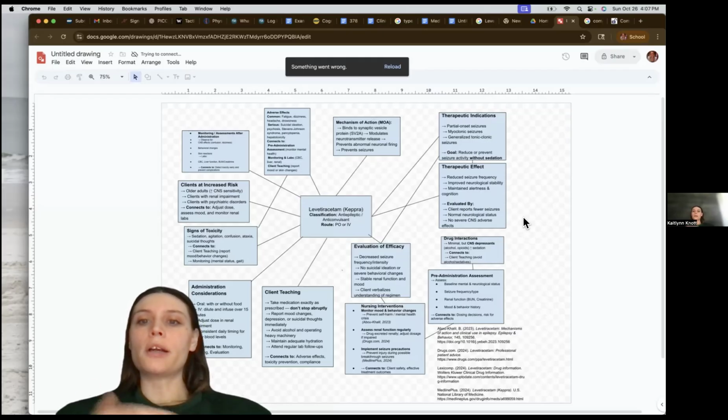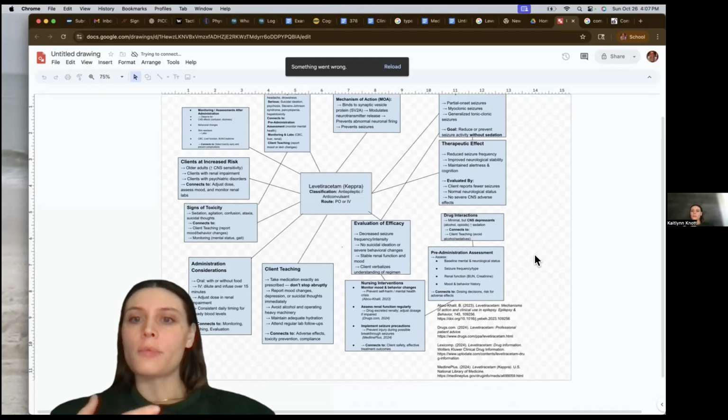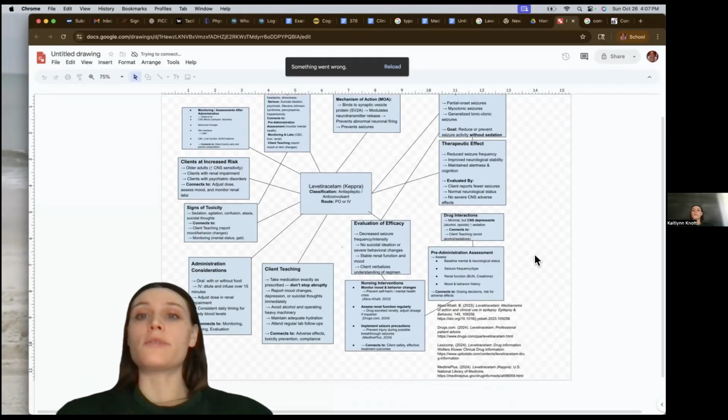And it's evaluated by the client reports fewer seizures, normal neurological status, and then no severe CNS adverse effects. So then going down to the drug interaction, it has minimal, but CNS depressants, alcohol, opioids can increase the sedation. And then client teaching is definitely to avoid alcohol or sedatives.